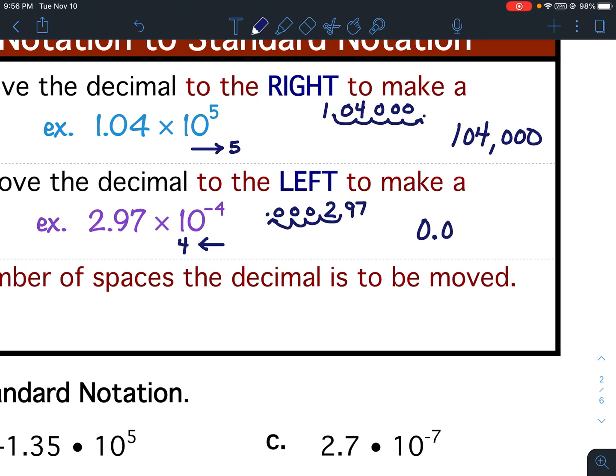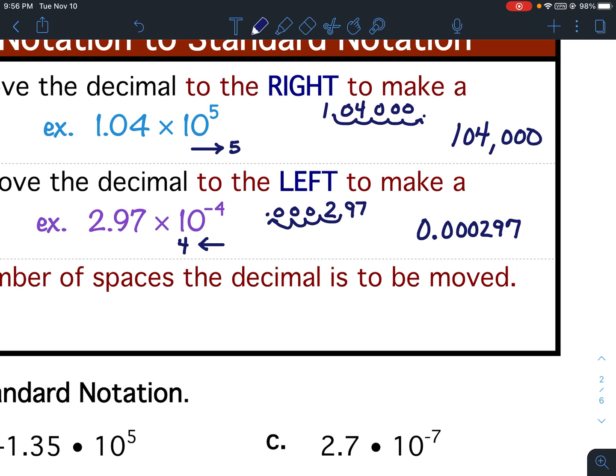here's my decimal, then zeros, then 2, 9, 7. All right, notice here I didn't write the decimal at the end. Technically the decimal's there. I don't need to write it at the end. But when you move it to the left, you must put your decimal.